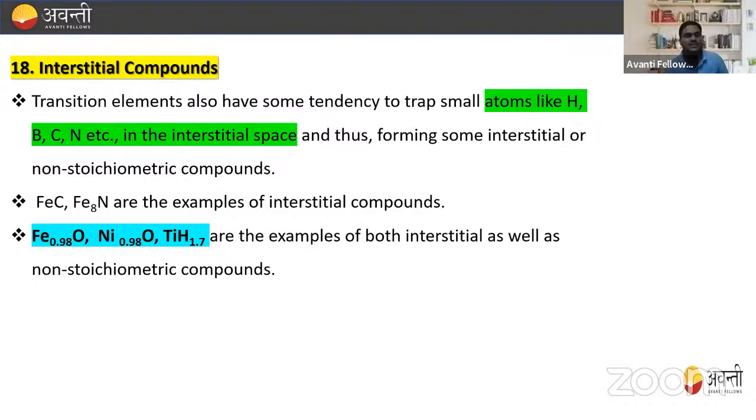The next is interstitial compounds. So what are interstitial compounds?